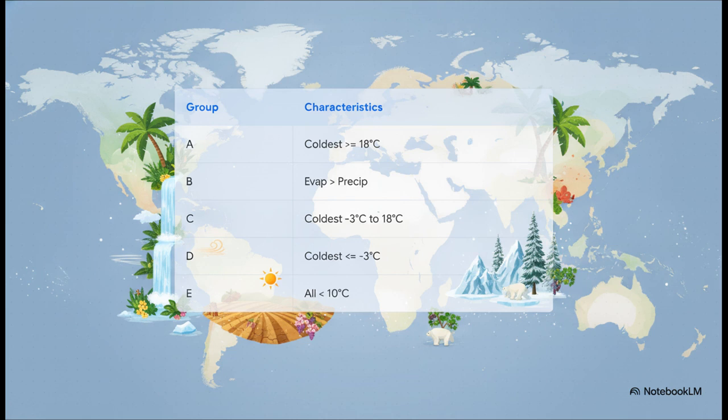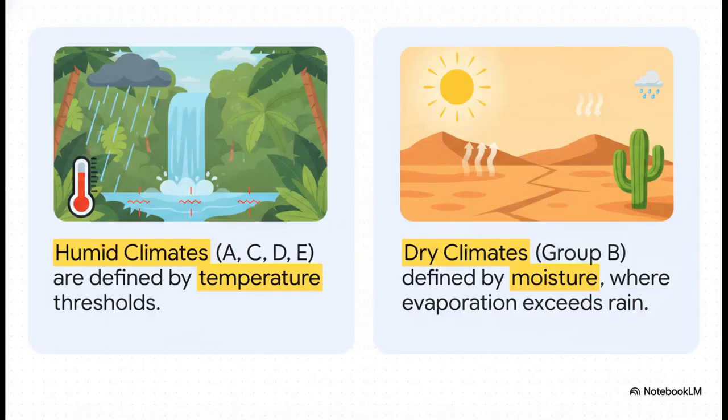Now, 4 of these groups are based purely on temperature thresholds, but Group B is a little different. You might have noticed a pattern. Groups A, C, D, and E all represent varying degrees of humid climates, ranging all the way from the sweltering tropics to the freezing poles. They stand in stark contrast to Group B, the dry climates. Group B is the only major group defined not strictly by temperature, but by moisture. Specifically, it's where potential evaporation simply outpaces rainfall, leaving the landscape arid.